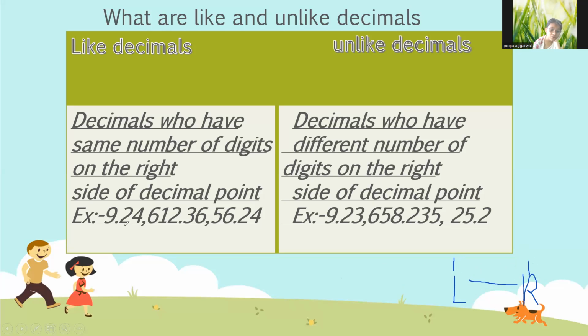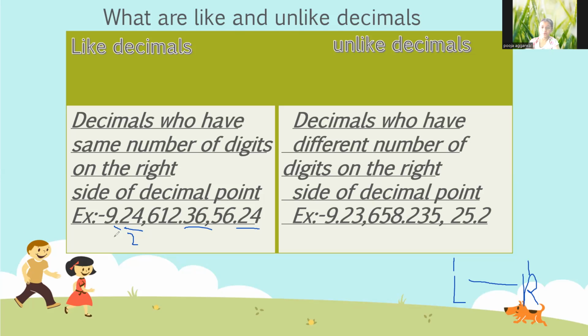See here, this is a decimal point. On the right side of the decimal point, here are two digits. Here also are two digits. Here also are two digits. So these are all like decimals. One thing to be careful about: 9.24 alone will not be a like decimal. It should contain two decimal numbers. So 9.24 and 612.36 will be like decimals. 9.24 alone will not be a like decimal.